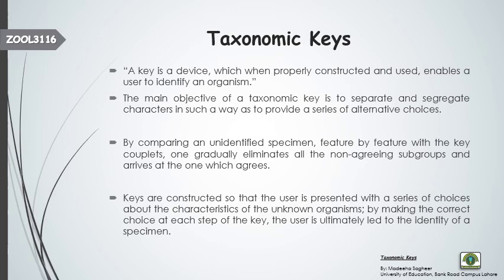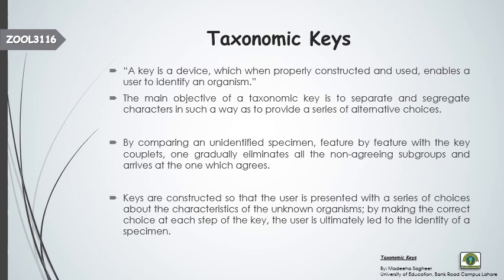By comparing an unidentified specimen feature by feature with the key couplets, one gradually eliminates all the known disagreeing subgroups and arrives at one which agrees. In the key, we have couplets. Basically, we're going to talk about the dichotomous key. So what does couplet mean? Couplet means that we have a pair of two statements. In a pair we have two statements. Those two statements combined, or collectively, are known as the couplet of that particular key.